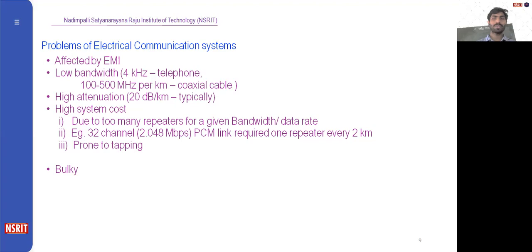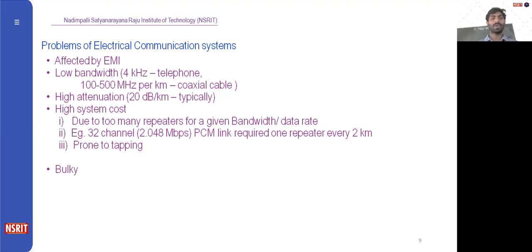Electrical communication system is affected by EMI, electromagnetic interference. That means atmospheric interferences are more in electrical signal. Since the signal is electrical, outer electrical energy used to change modifications to the information which is being transmitted to your cable. And the bandwidth is low when compared to your optical signals.